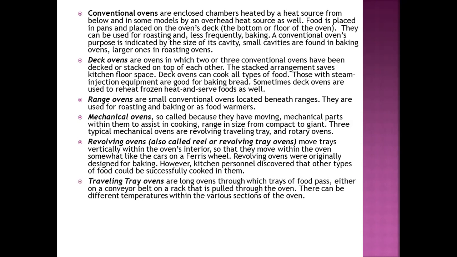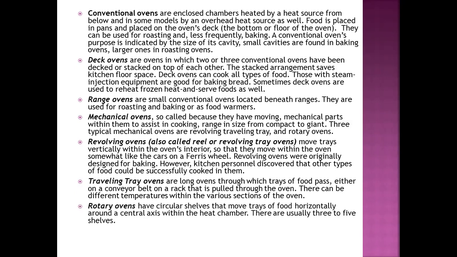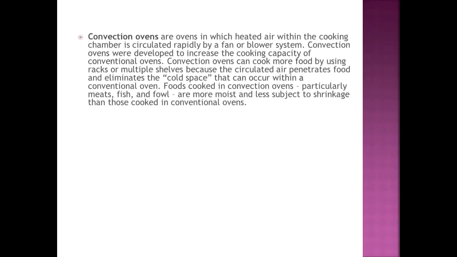And traveling tray ovens are long ovens through which trays of food pass either on a conveyor belt or a rack that is pulled through the oven. There can be different temperatures within the various sections of the oven. And rotary ovens have circular shelves that move trays of food horizontally around a central axis within the heat chamber, and they are usually 3 to 5 shelves.